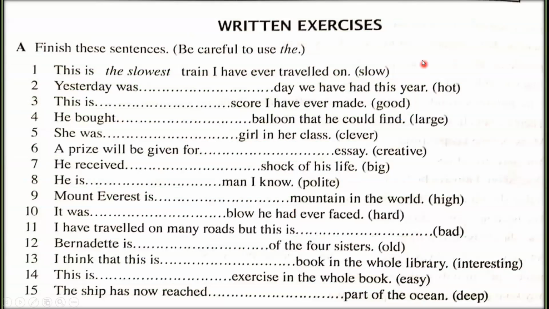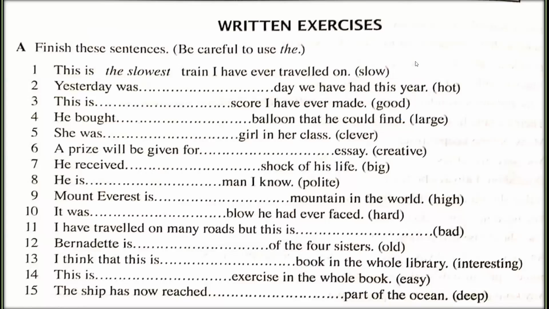Here we have, dear students, the exercise given. Written exercise A: finish these sentences. Now be careful, we have to be very careful where we have to use the. So the first sentence is done. This is the slowest train I have ever traveled on. The word slow is in brackets, so we have to put slowest. Slowest is a superlative. So we will always put the article the with the superlative form.